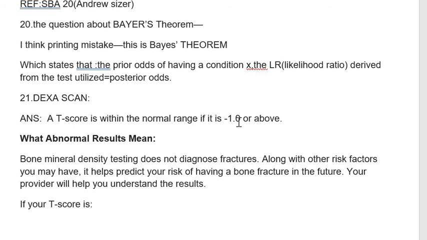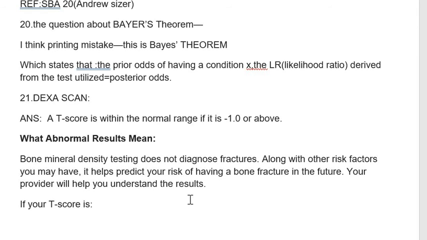But if it is -1, 0, +1, +2, +2.5, then that is better. So what does an abnormal result mean? An abnormal result means the bone mineral density is less than -2.5. Bone mineral density testing doesn't diagnose fractures, although it will tell you that the bone is thin and that it is a risk factor for fracture.